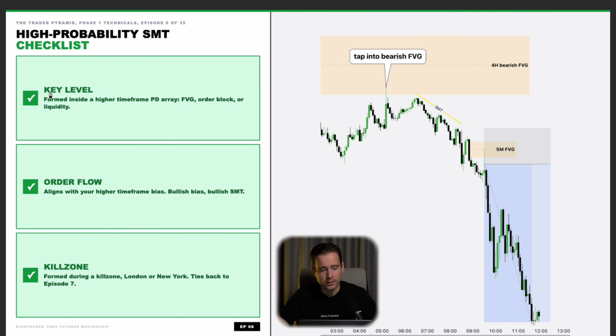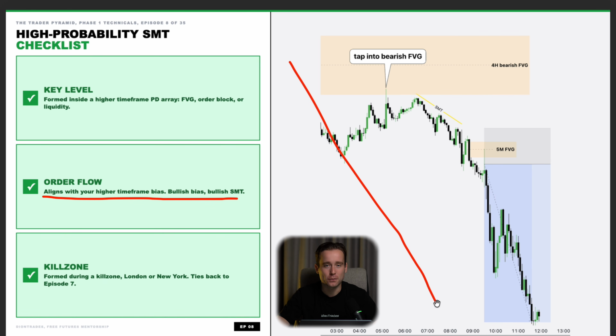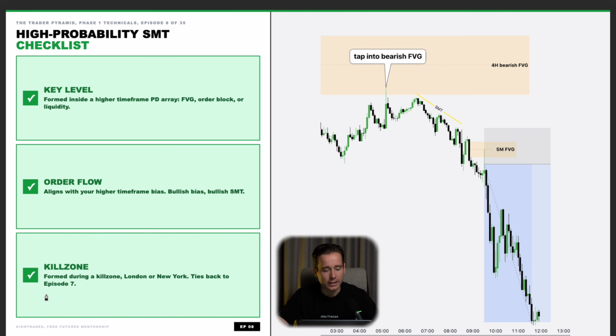So the checklist needs to be a key level. The SMT needs to form inside the higher time frame PD array, fair value gap or block, some liquidity point, high or low. Follow the order flow. That means aligns with your higher time frame bias. If the higher time frame is bearish, try to find shorts. If the higher time frame is bullish, try to find longs. It needs to form during a kill zone, London or New York. And this ties back to the previous episode about kill zones.